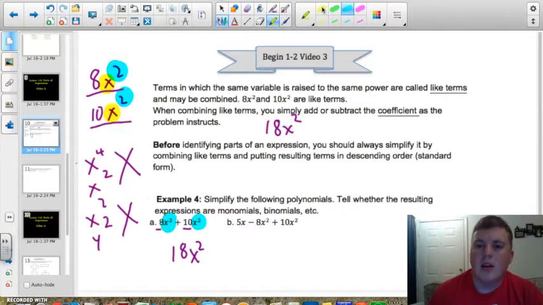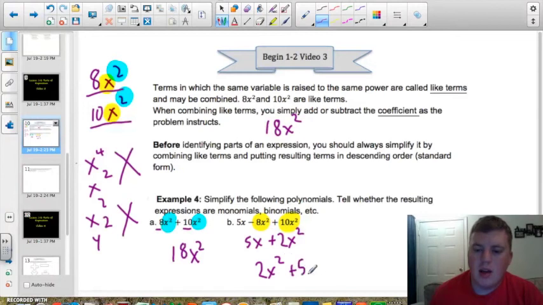If we go ahead and look at the next problem, we have like terms here and here. We have the x squared in both of these. This one has the x, but it does not have the squared term, so it can't be combined. So we're just going to bring down that 5x for right now, and then we're going to combine a negative 8 and a positive 10. So negative 8 and a positive 10 is going to be a positive 2x squared. Now again, we want to put this in standard form. So we want to put the term with the highest degree first, and then our other term.